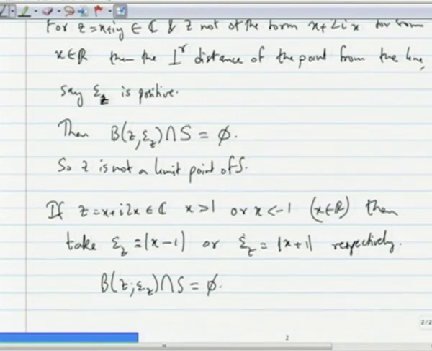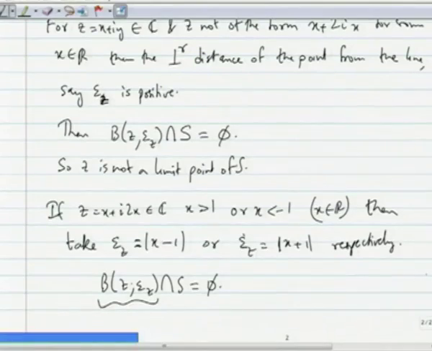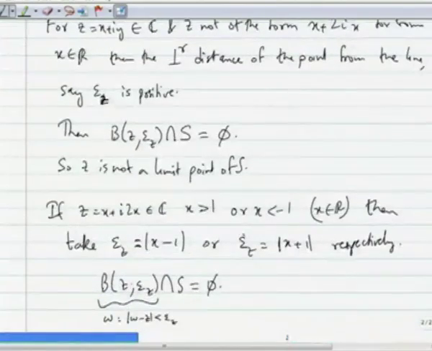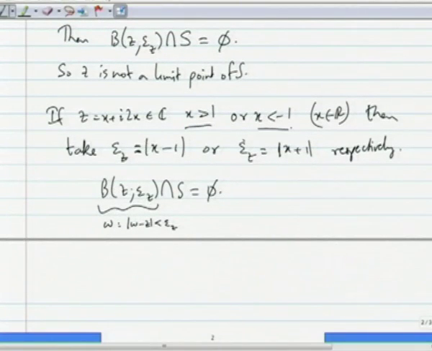So, notice that this ball does not contain points which are at distance epsilon_z from z. That is the definition of ball. The inequality there is strict. This set is the set of all points w such that modulus of w - z is strictly less than epsilon_z. So, we do not allow equality. So, in particular the point (1, 2) or (-1, -2) does not lie in B(z, epsilon_z). Whatever the case is, they do not lie there. And so, the intersection with S is definitely empty. So, that is the idea. Any point on that line with x greater than 1 or x less than -1 is also not a limit point. So, z is not a limit point.